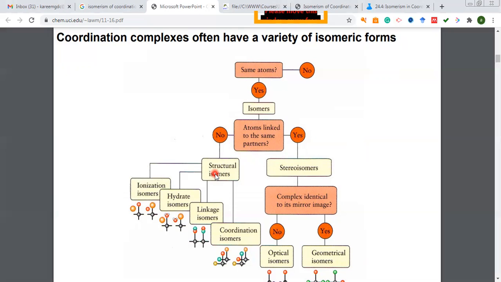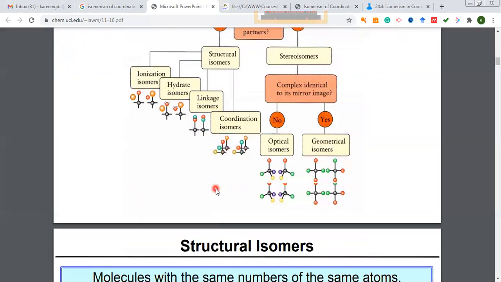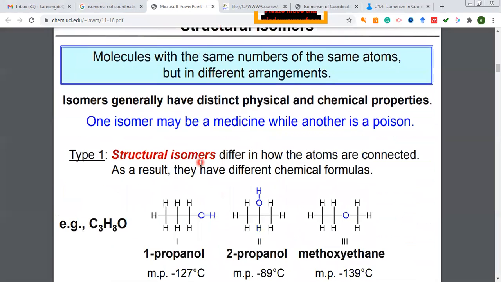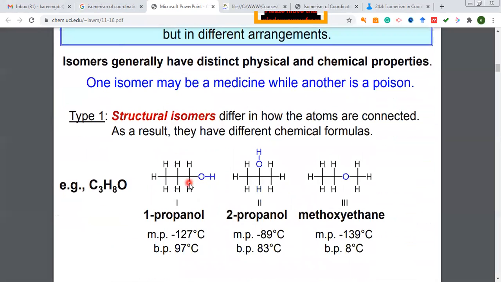These structural isomers are of four types. The first one is ionization isomers, the second is hydrate isomers, the third is linkage isomers, and the fourth is coordination isomers. We have more than four, but in your syllabus you have only four. Okay, let's see one by one. First, recall organic chemistry. In organic chemistry, structural isomers are generally classified as chain isomers, position isomers, and functional isomers.